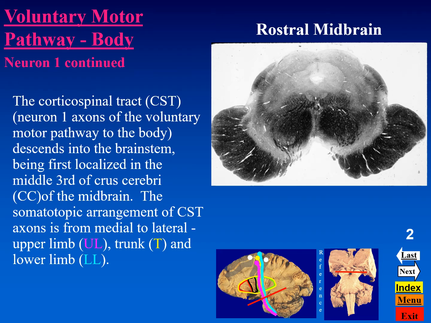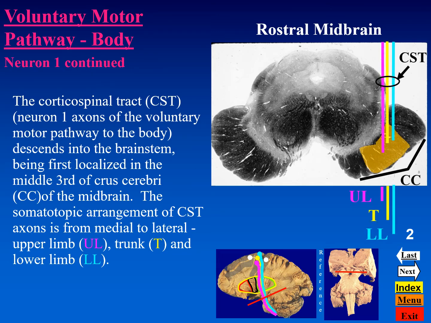The corticospinal tract continues its descent through the midbrain and is found in the middle third of the crus cerebri. As we see here, the fiber bundles are somatotopically organized so that the upper limb is most medially represented and the lower limb is most laterally represented.